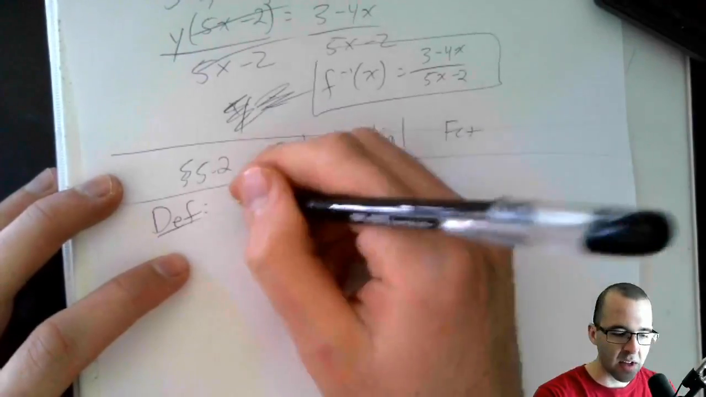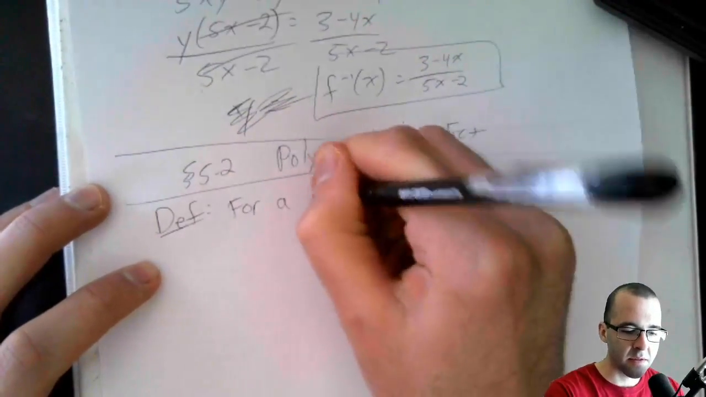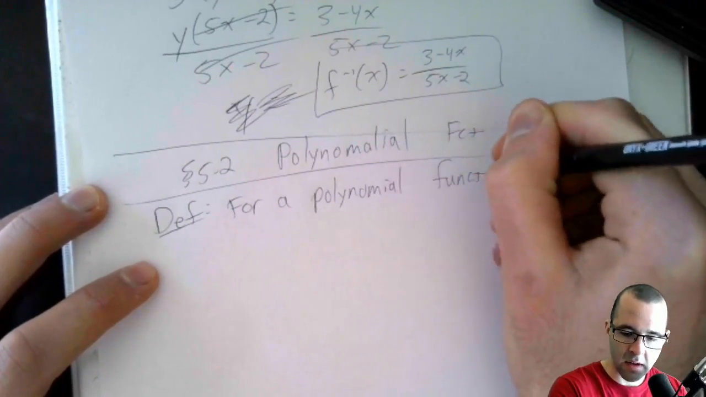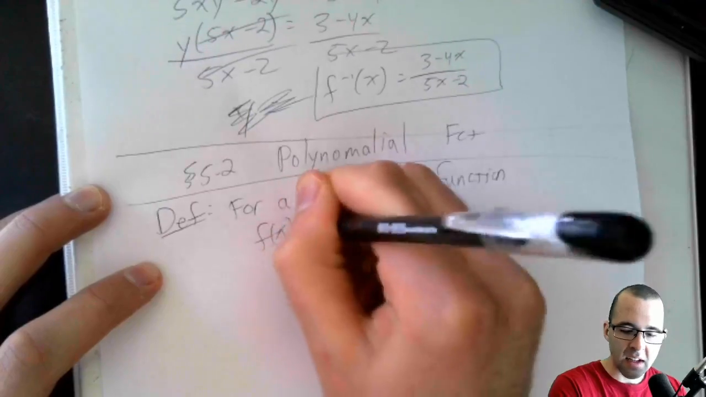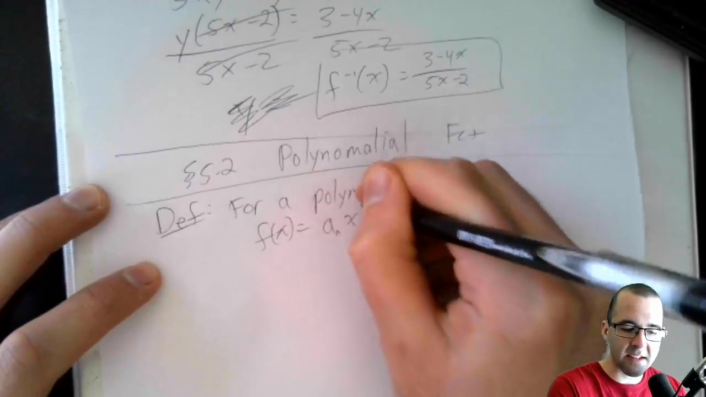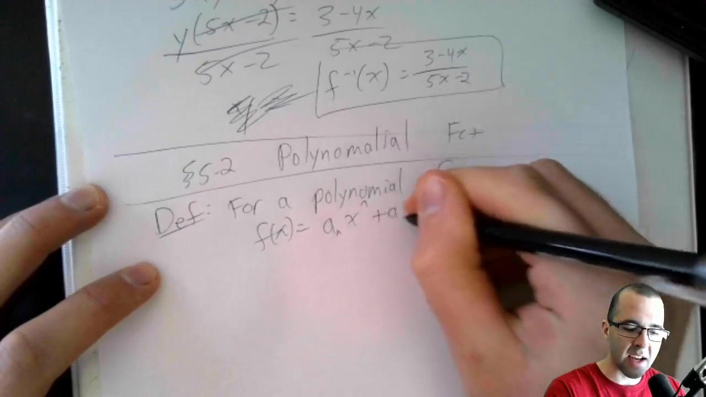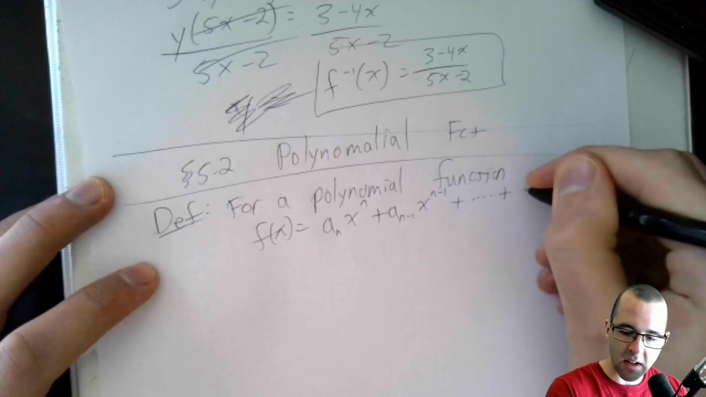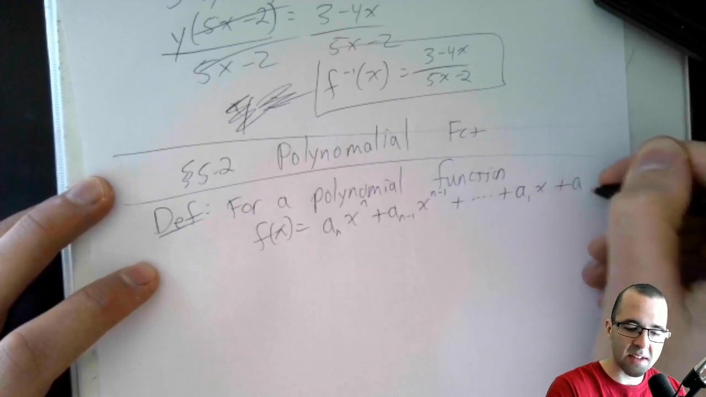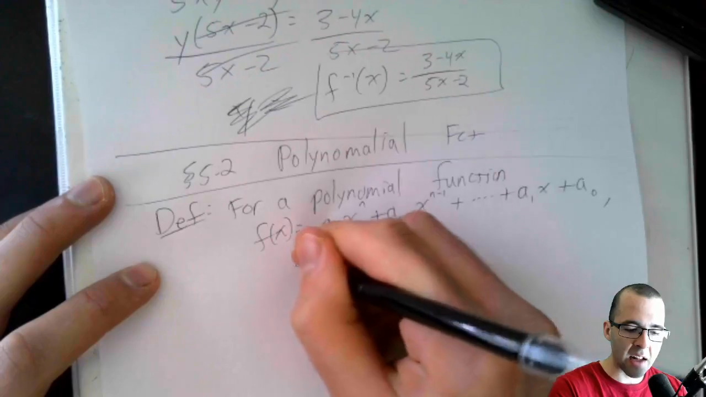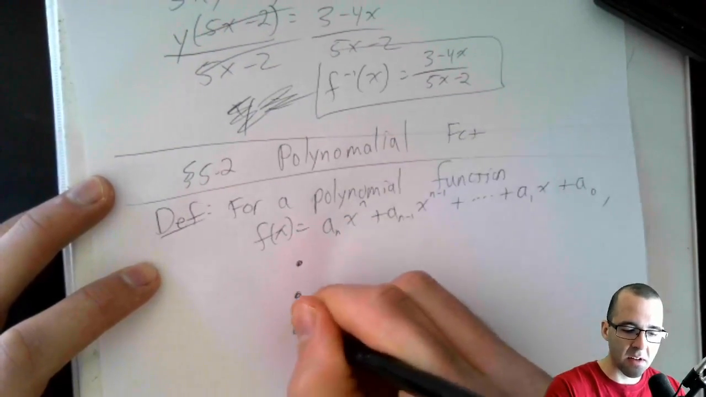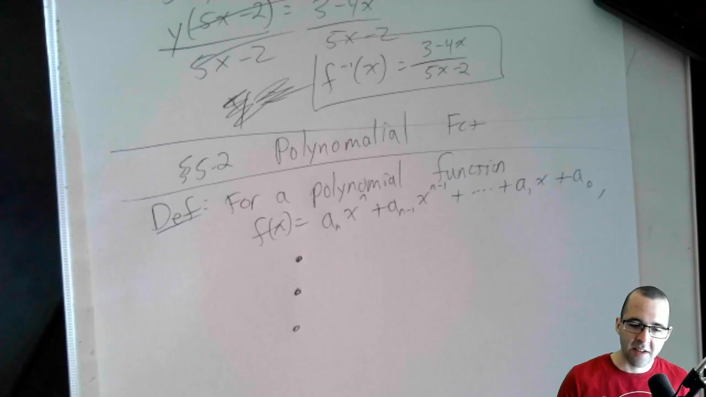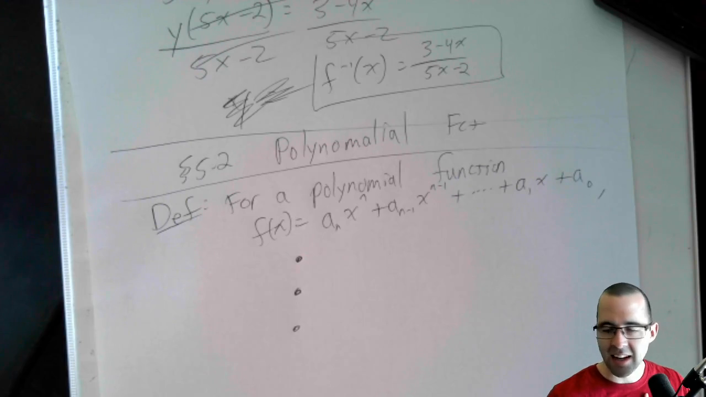Let's start. For a polynomial function, f of x equals a sub n, x to the n, plus a sub n minus 1, x to the n minus 1, plus dot, dot, dot, plus a1x plus a0. And then we've got a triple definition. But before I do the triple definition right now, I just want to let you breathe because you might be panicking. That's a lot of letters.